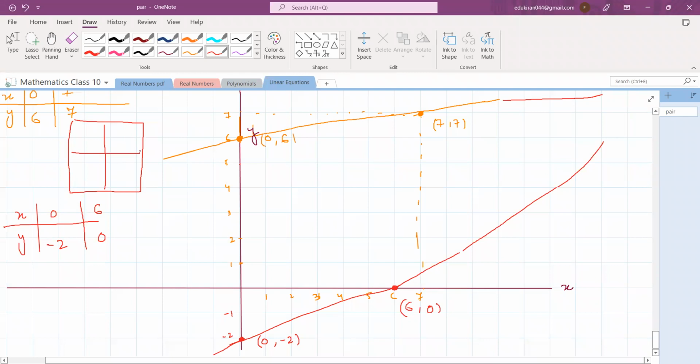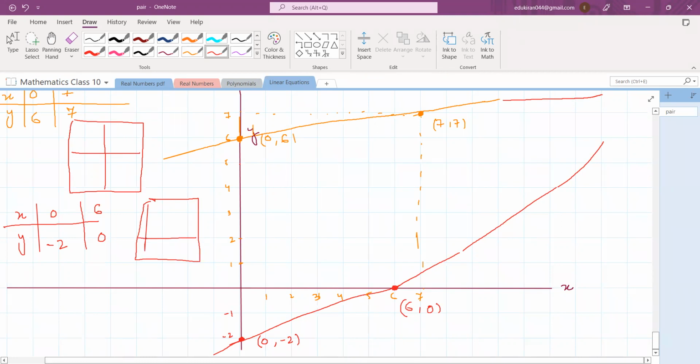Yes, ma'am. Just go through the numbers. Here you don't have any negative value of x. You have x equal to 0 and x equal to 6. So in your graph paper, you can just plot the x-axis here, right?